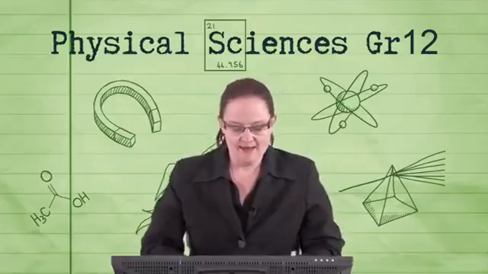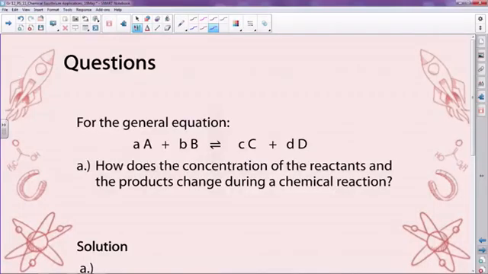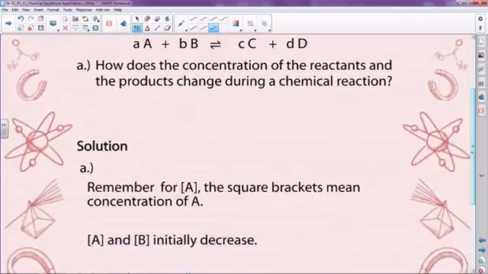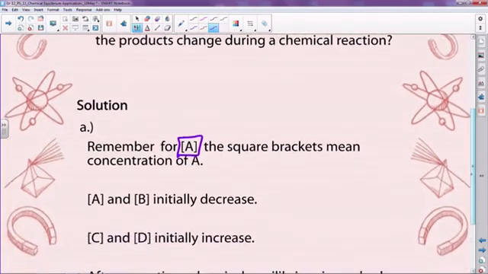So here we go. Now, how does the concentration of the reactants and the products change? Well, this is what you need to remember, and this is important stuff to remember when we do Kc. The square brackets mean concentration. So if I say square bracket A, I mean the concentration of A. Initially, the concentration of A and the concentration of B will decrease because we're using them up. So initially they decrease, and then C and D will initially start to increase.